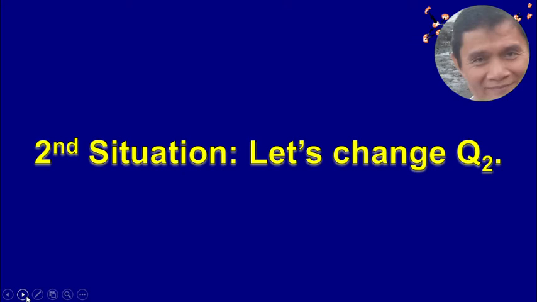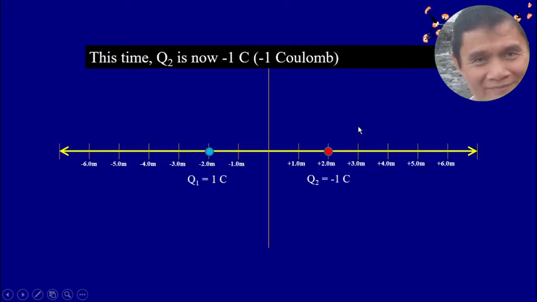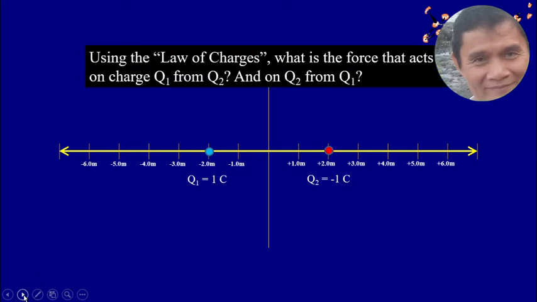Okay, situation number 2, if we change that to a negative sign. So, ano naman ang direction ng charges dito ngayon? Kasi negative siya, so we all know that pag negative, according sa law of charges, they will be attracting each other. So, Q1 will be attracted to Q2 and Q2 will be attracted to Q1.